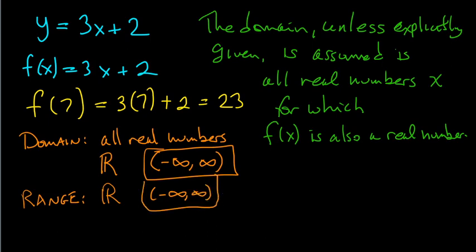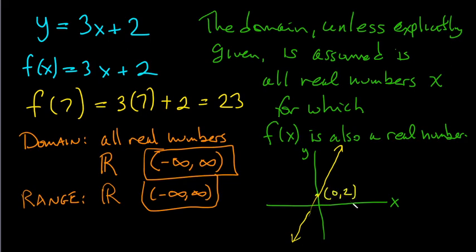And if that's not obvious, just think of the graph. If I were to graph this function, and this is going to be a little sloppy, but I think you'll get the idea. This is just going to be a straight line with slope 3, passing through the point 0, 2. That's the y-intercept. So it goes to the right and left forever, and it goes up and down forever. And there's nothing missing. So that tells you that the range is all real numbers.